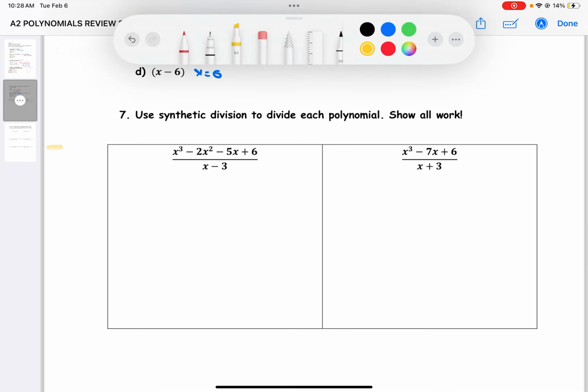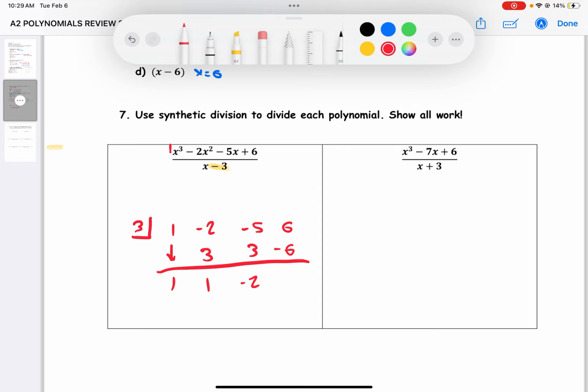Number 7, synthetic division. Opposite of -3 is 3, so that goes in the house. Take the coefficients. So I got 1, -2, -5, and 6. Carry the 1 down, and then I just multiply and then add. Multiply, then add. 3 times 1 is 3. -2 plus 3 is 1. 3 times 1 is 3. -5 plus 3 is -2. 3 times -2 is -6. And that makes 0. So I have a remainder of 0. It's a degree 3 polynomial, so I'll start with a degree 2. 1x squared plus 1x minus 2 is my final answer.